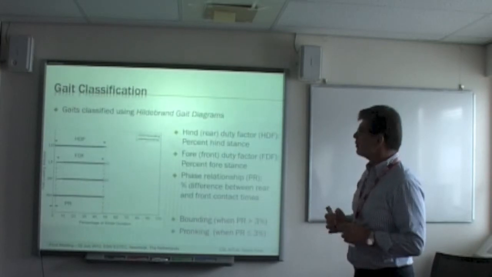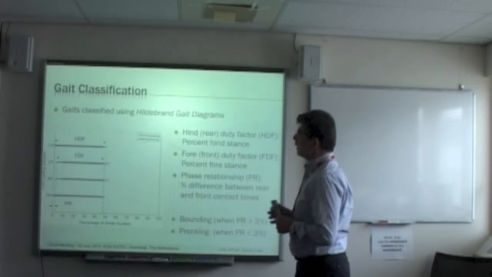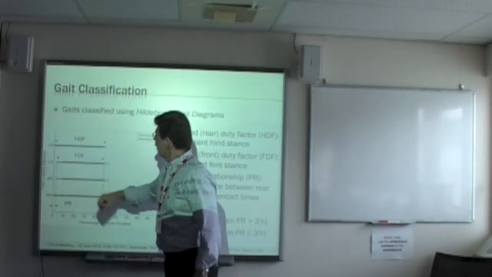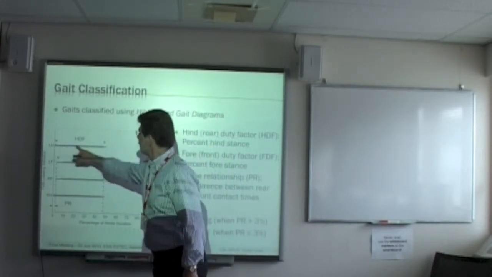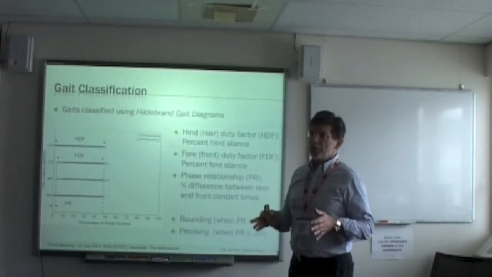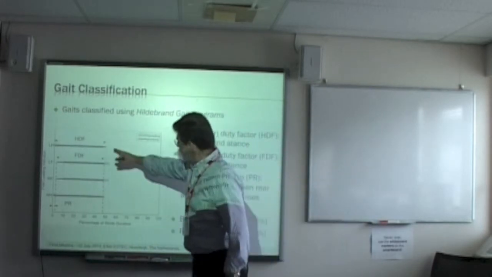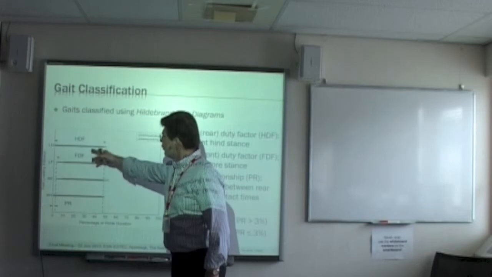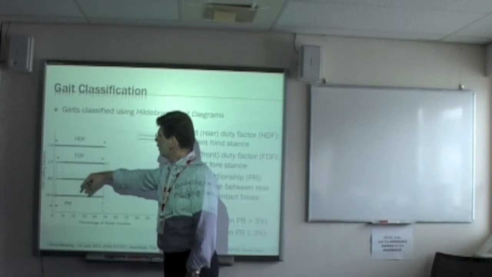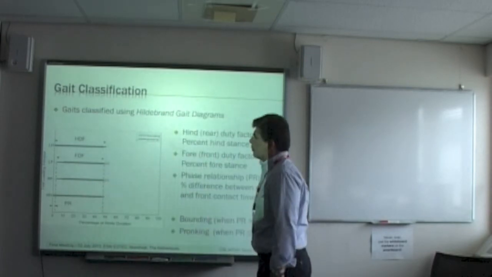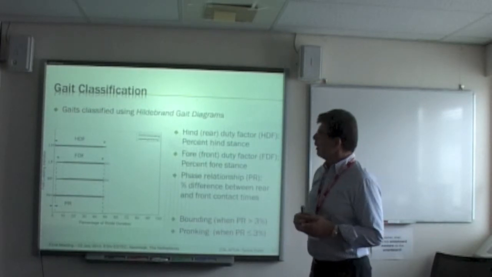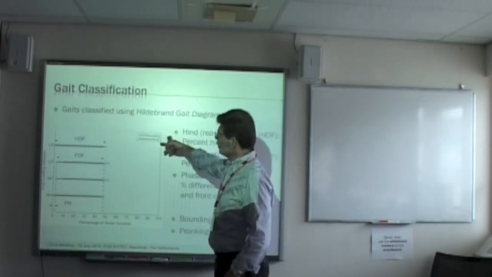So how do we classify gaits? We use the Hildebrand gait diagrams, which are shown here. Here you see the left legs and the right legs, and this line is the percentage of time during which the leg is on the ground. So this is 100%, and this goes up to 48%. This is the left rear leg, this is the left front leg, and so on. Based on the diagram that a gait produces, we can classify it according to, say, bounding and pronking.